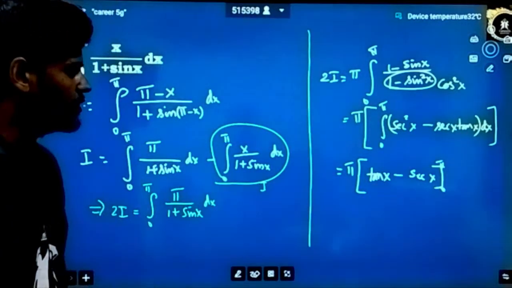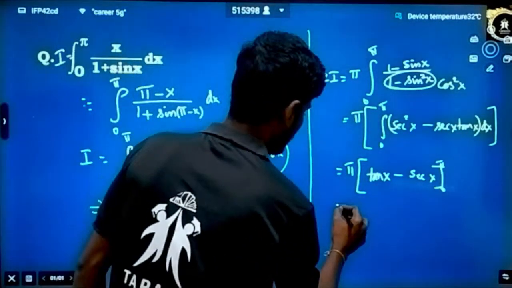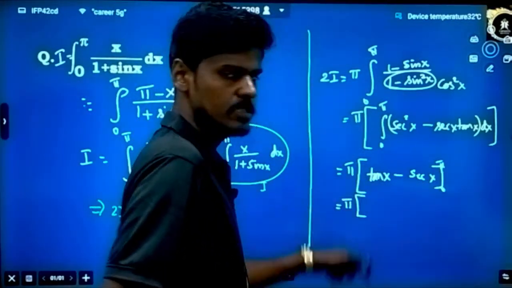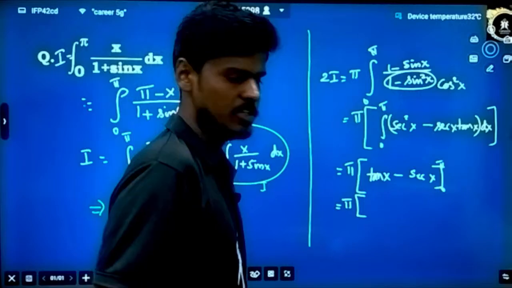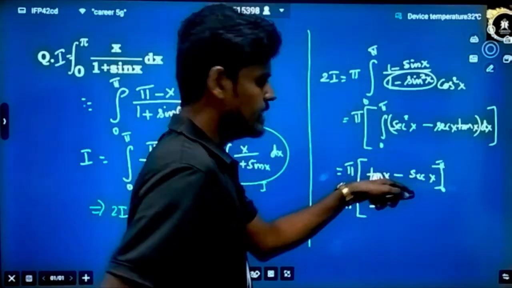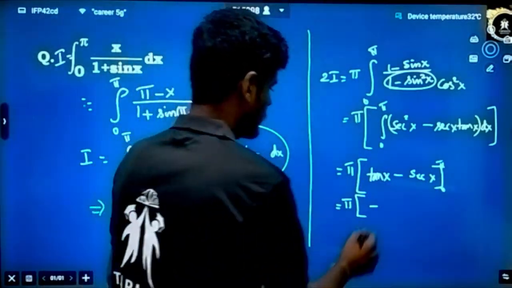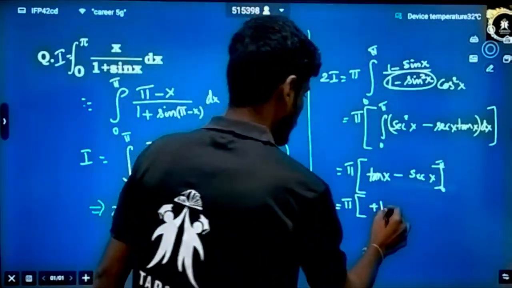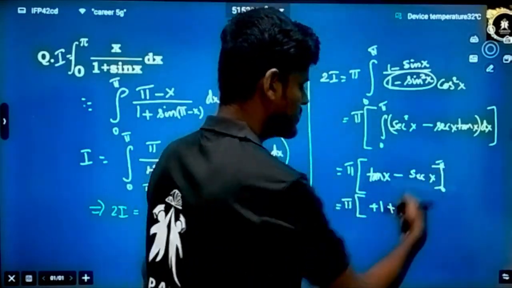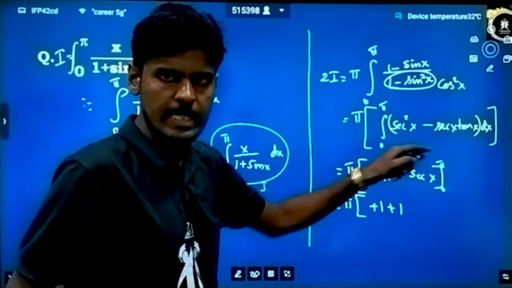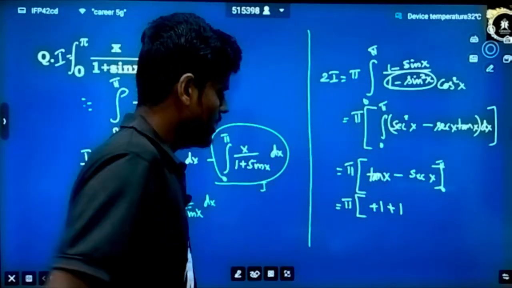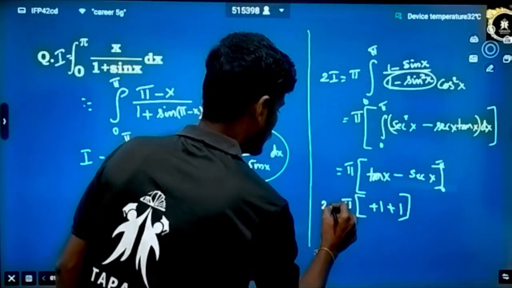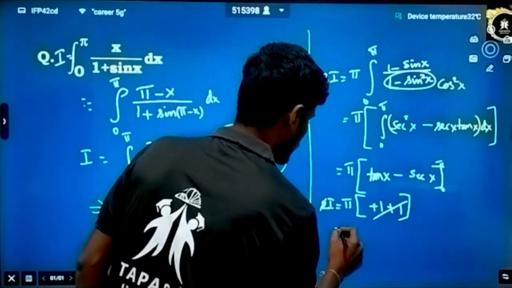Now it is easy, we just need to apply the values. This is equal to pi times of, for tan x, tan pi is 0, tan 0 is also 0, minus of secant pi is minus 1, so it will be plus 1, minus secant 0 is again 1, so we will have minus of this value, minus will become plus here, again secant 0 is 1, so we will have 2. That means 2I is equal to 2 pi, which means I is equal to pi.